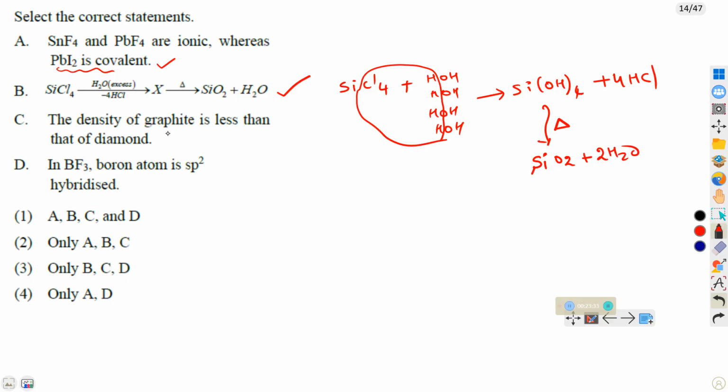The density of graphite is less than that of diamond. Correct. In BF3, boron atom undergoes sp2 hybridization. Correct. All the statements are correct statements only.